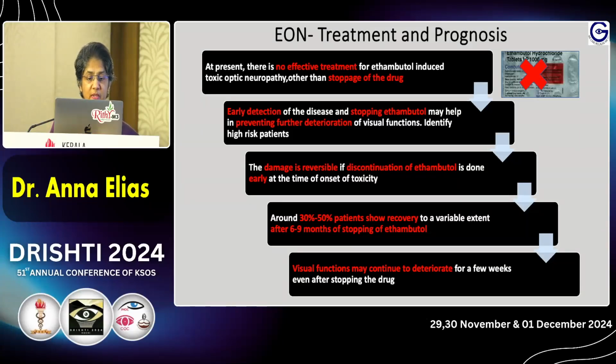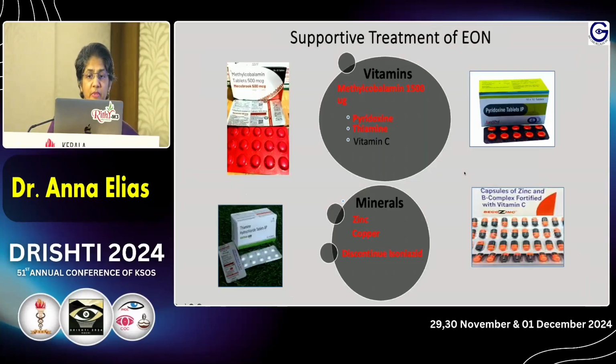That is why this is important. And visual functions may continue to deteriorate even after stopping the drug. So that can be very distressing for the patient and for the doctor. So supportive treatment in the form of vitamins, but the dose is important. Methylcobalamin, 1500 microgram, pyridoxine, thiamine, and also zinc and copper are helpful.